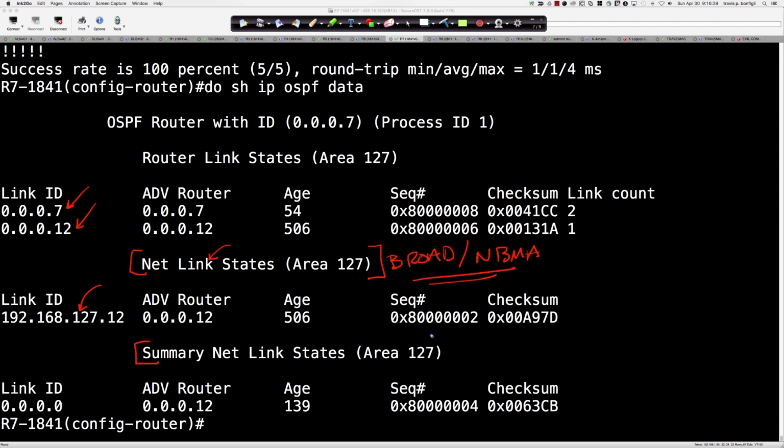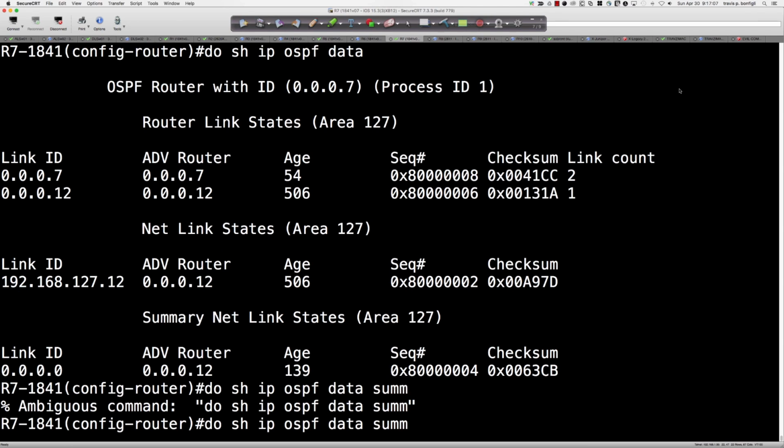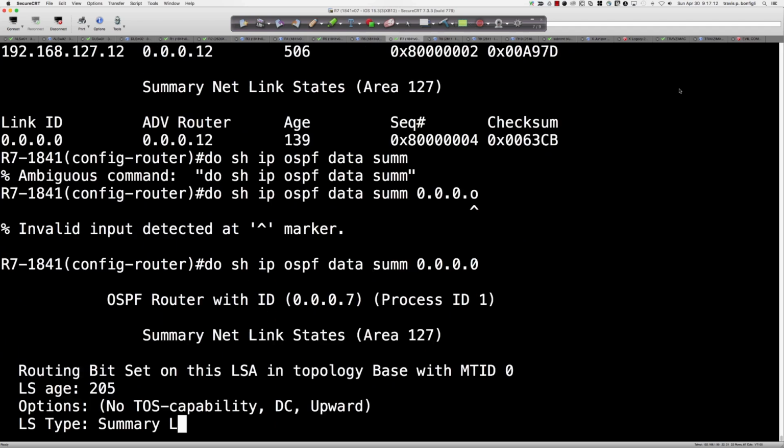And then the type 3 summary network link state. The only thing we see is the default. And again, there it is right there. Who's advertising that? Who's injecting this default? It's happening auto-magically here on the ABR, on router 12. In fact, there's another way for us to see this information. If I was to say, do show IP OSPF database summary, and I believe, oops, we're going to go quad zeros there. I think that's the syntax.